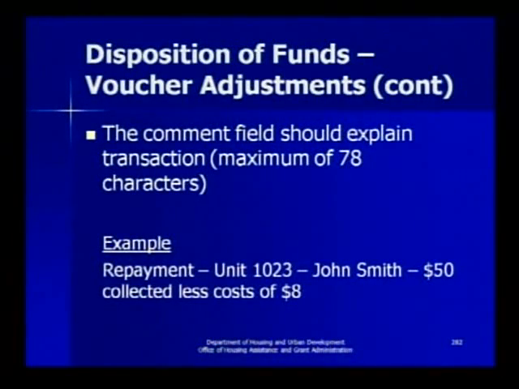Now, to go along with the OARQ adjustment, the comment field should explain the transaction. Here's an example for Unit 1023, John Smith. The OARQ was $50 minus the collected cost of $8.